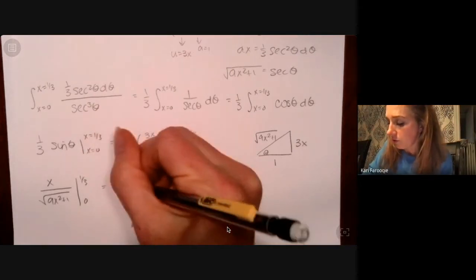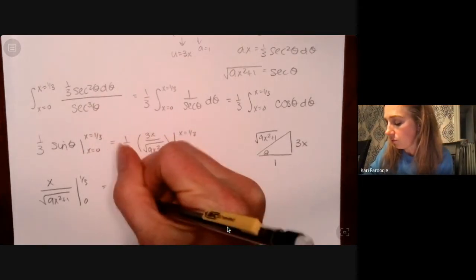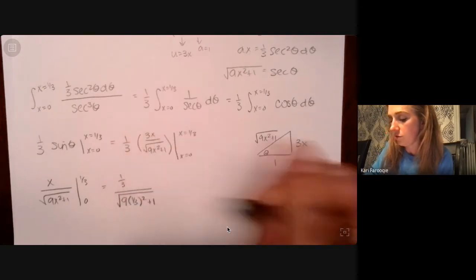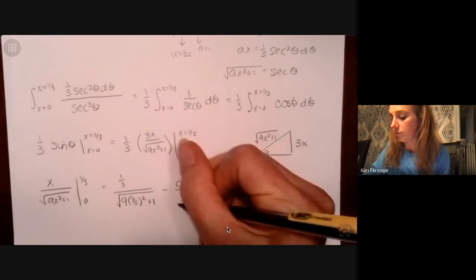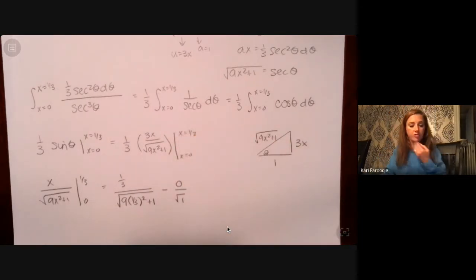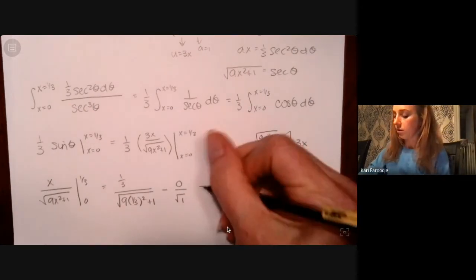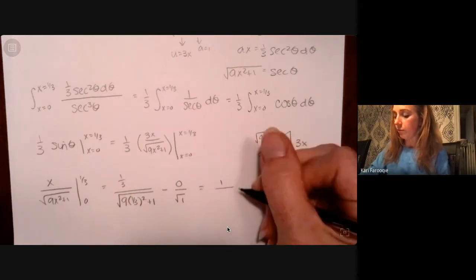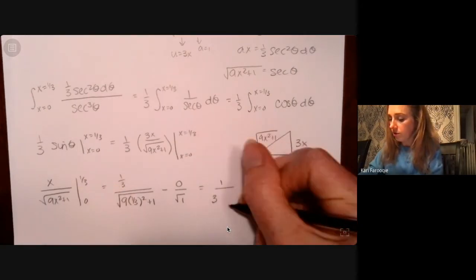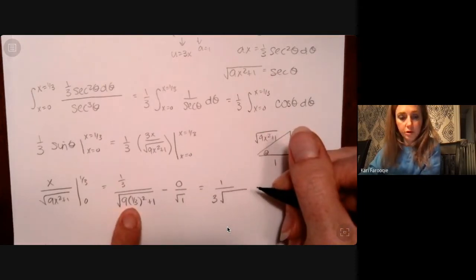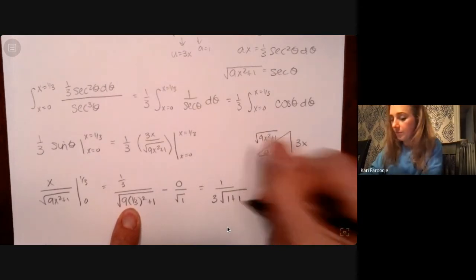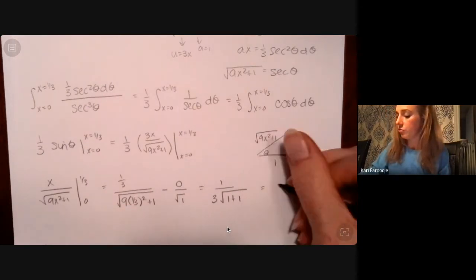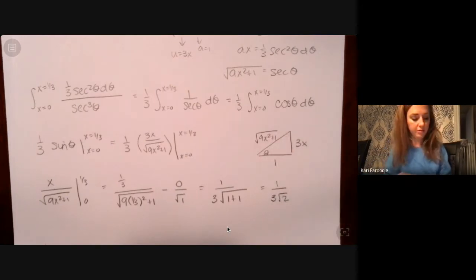So we'll have 1/3 divided by the square root of 9 times 1/3 squared plus 1 minus, and then when we evaluate this at 0, we'll actually just end up getting 0 in this instance. So we'll have 1/3. When I write the 1/3, though, I'm going to write the 3 in the denominator. The square root of 1/3 squared is 1/9. 9 times 1/9 is 1. So 1 plus 1, which is 1 over 3 times the square root of 2.